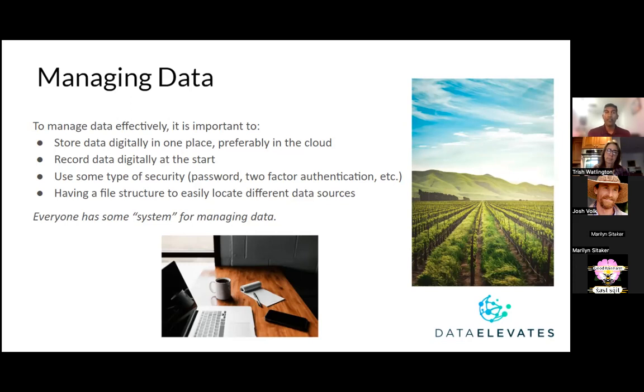Just best practice here: using some type of security. Almost all of these, not all, almost all of them really, I believe, have some of the cloud-based providers, Google Drive, etc. They all have some level of password. It's just an important thing to have some level of security on your data. And then finally, having a file structure to easily locate different data sources.